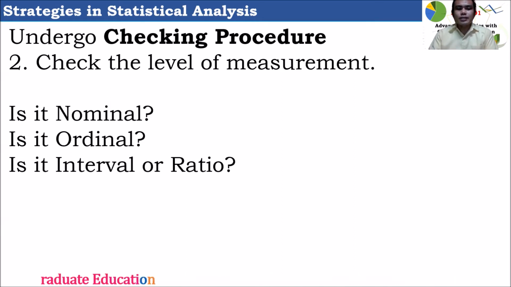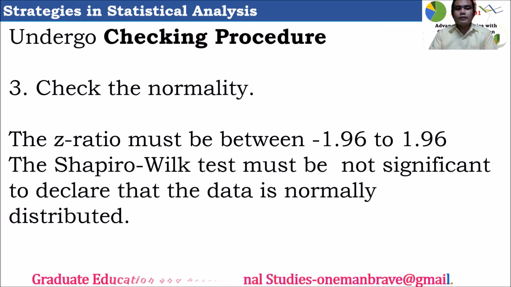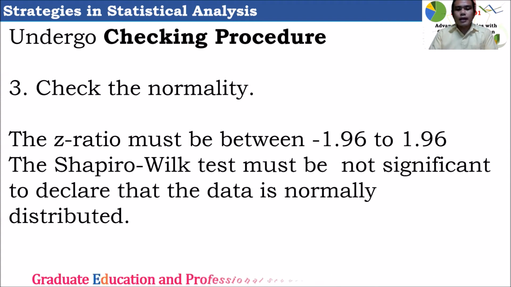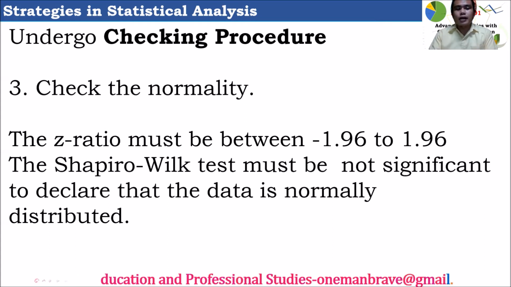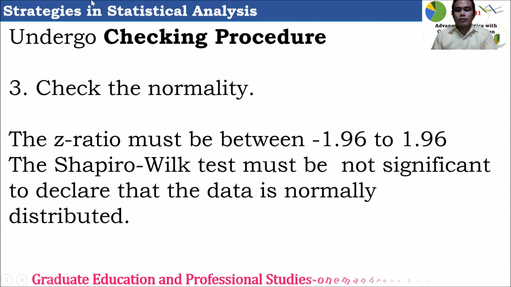The third strategy that you need to undergo for checking is you check the normality. We can say that the data is normal if the z-ratio is between negative 1.96 to positive 1.96. Or the Shapiro-Wilk test must be not significant to declare that the data is normally distributed. It has a great impact, of course, on what statistical tool you are going to use. Because there are data, what we call parametric data, that require normally distributed data.